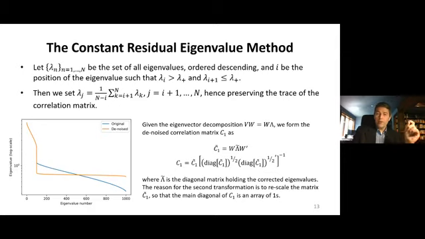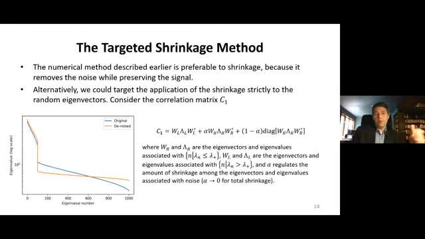We replace those eigenvalues that fall under Marchenko-Pastur with their mean, and therefore the condition number of the covariance matrix is lower. We can invert that covariance matrix without exploding. And that in itself will stabilize the solution. The second approach would be to shrink only the eigenvalues associated with noise.